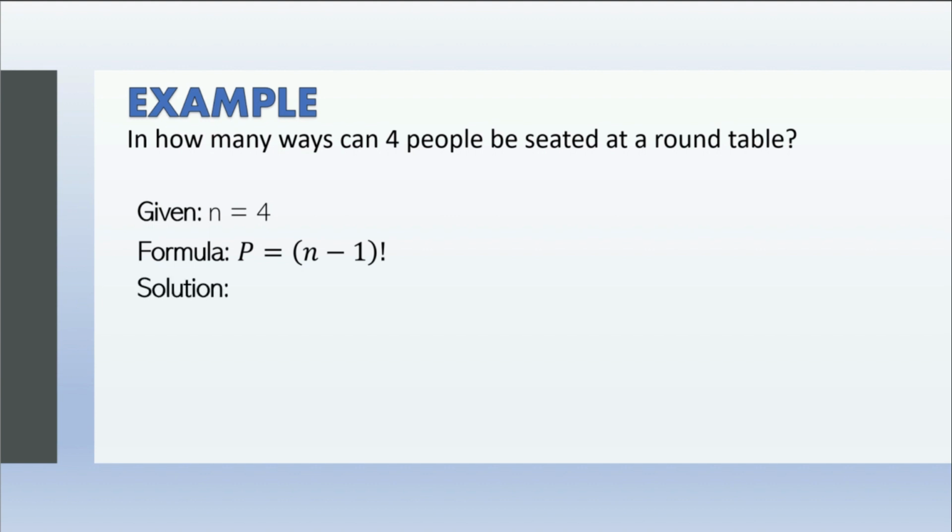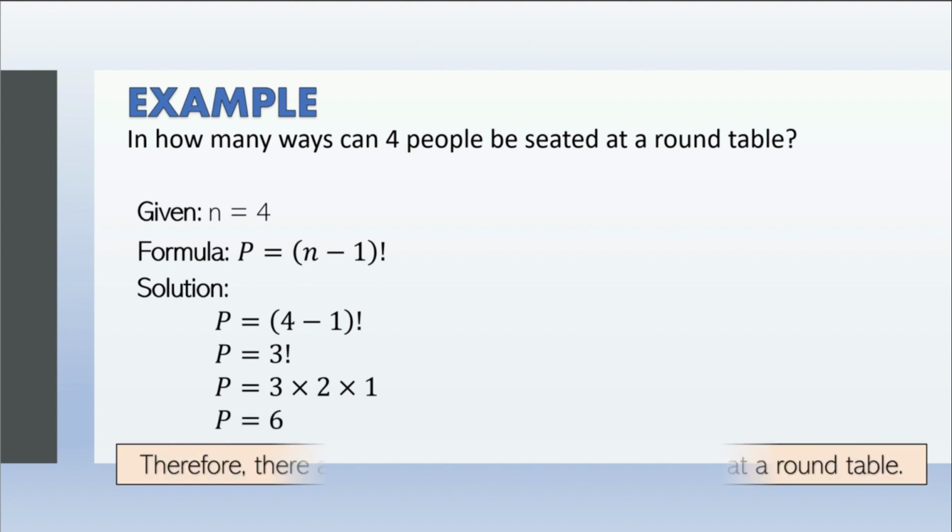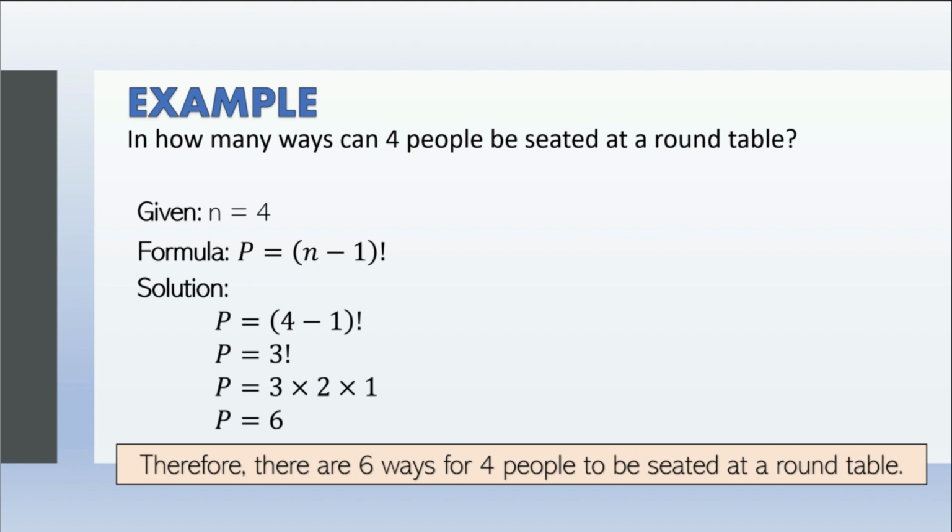Substituting the value of n, we have 4 minus 1 factorial. 4 minus 1 is equal to 3. Therefore, we have 3 factorial. And 3 factorial means 3 times 2 times 1, which is equal to 6. Therefore, there are 6 ways for 4 people to be seated at a round table.